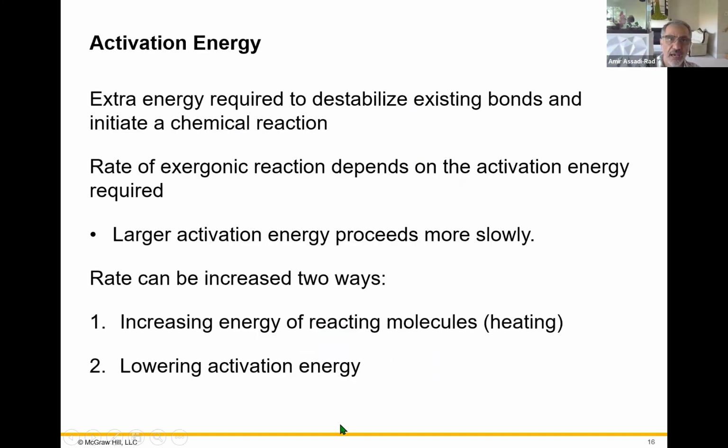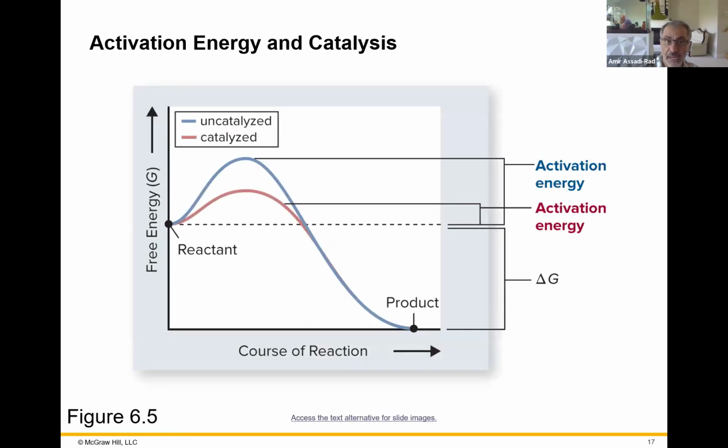Anyhow, let's go. Activation energy is the extra energy required to destabilize existing bonds and initiate a chemical reaction. Rate of an exergonic reaction depends on the activation energy required. Larger activation energy proceeds more slowly. Rate can be increased 2 ways: increasing energy of the reaction molecules, heating. All of this to me is common sense. I don't know what I can ask from this page. Let's move on.